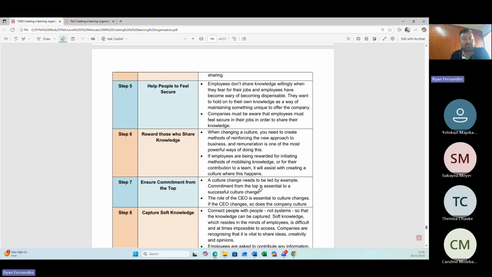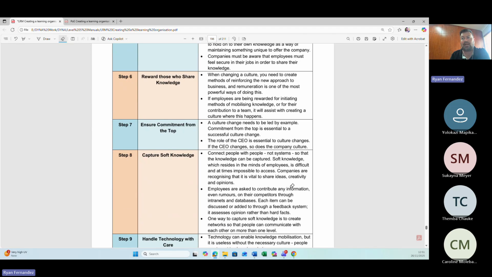They need to put the structures in place. They need to create the environment. They need to make people feel safe. If they don't commit from the top, then knowledge is not going to be shared. Then we need to work out, how do we capture soft knowledge?